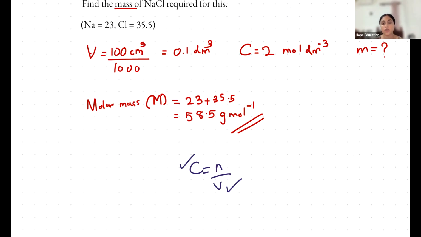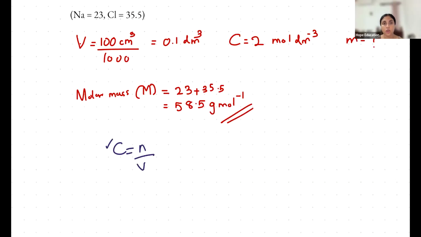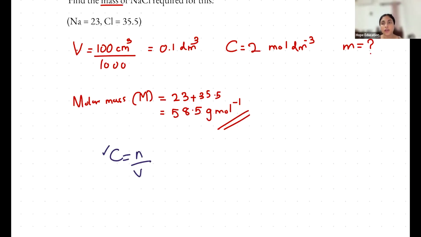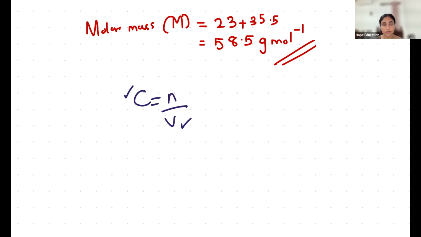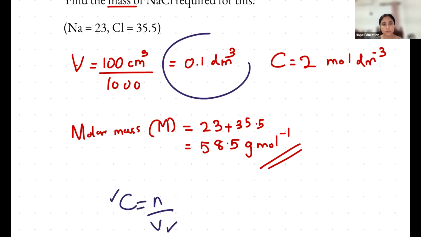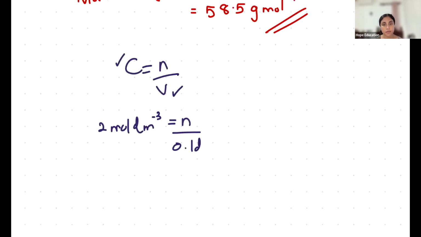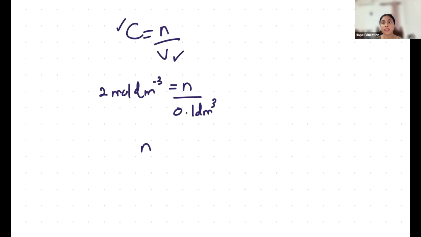But this equation I can use, no? Why? Because the concentration is given, the volume is given, so I can find the number of moles. Concentration is 2 moles per cubic decimeter. Number of moles I don't know. Volume is 0.1 cubic decimeters. When I move the volume to the other side, it becomes multiplication. So 2 times 0.1, I get the number of moles as 0.2 moles.